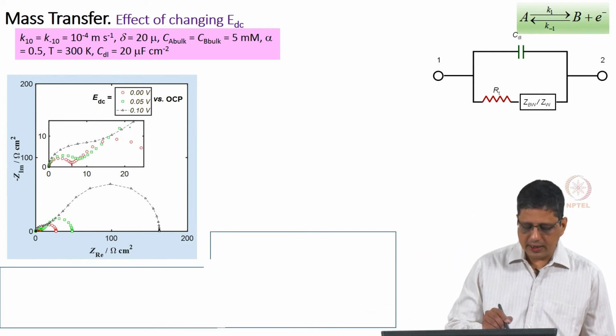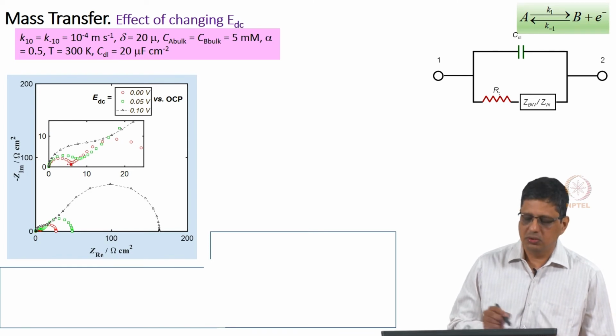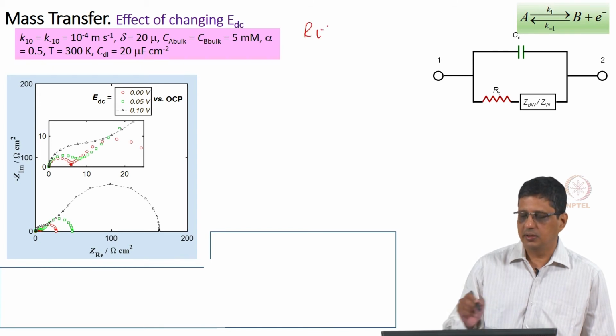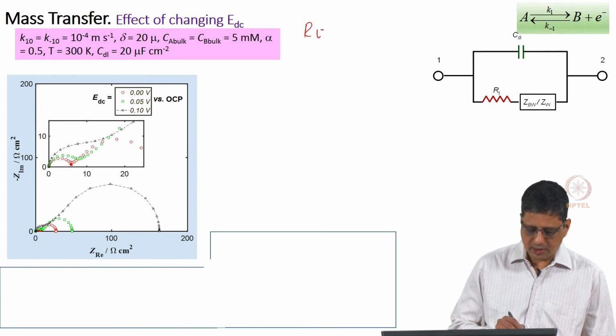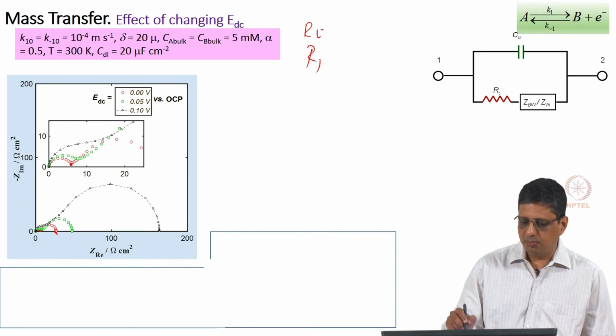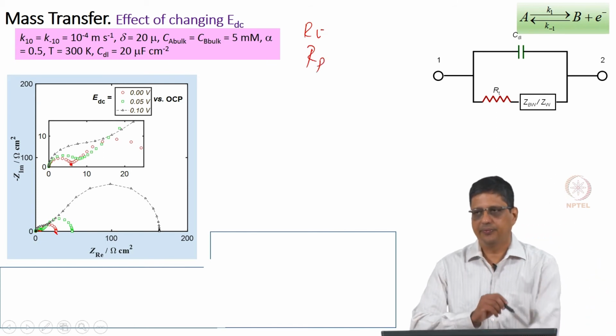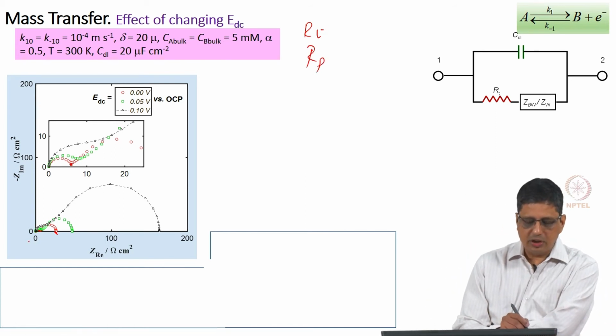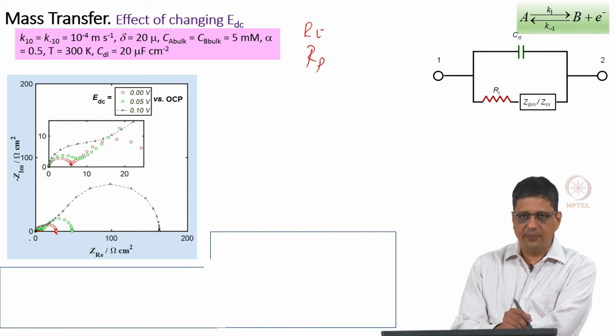So, notice the following: when DC potential is 0, the first loop, which is shown in the inset here, comes, dips down, and then it starts to increase and then comes and touches the real axis. This corresponds to charge transfer resistance, and this value corresponds to polarization resistance. This value meaning we are assuming, of course, solution resistance is 0.